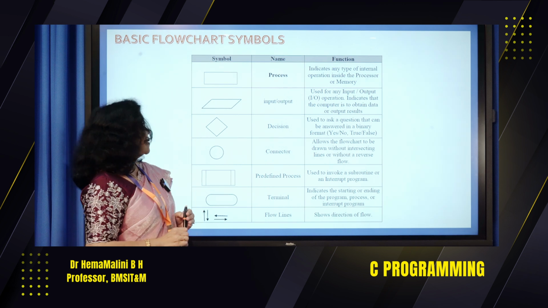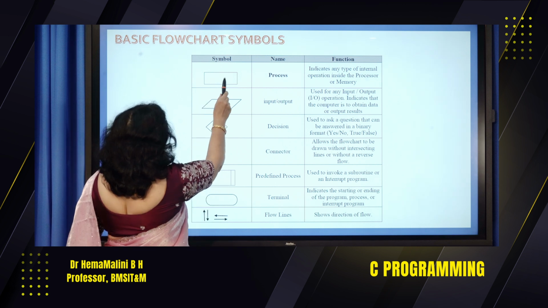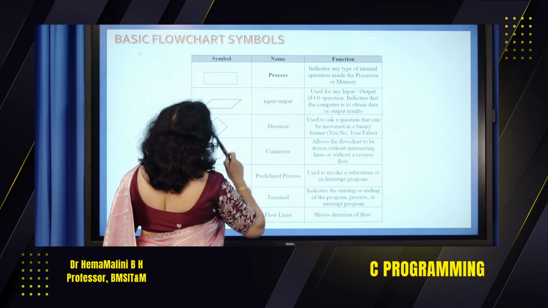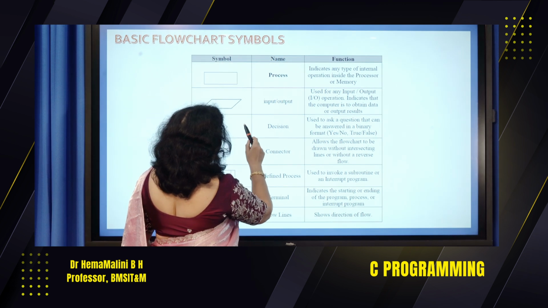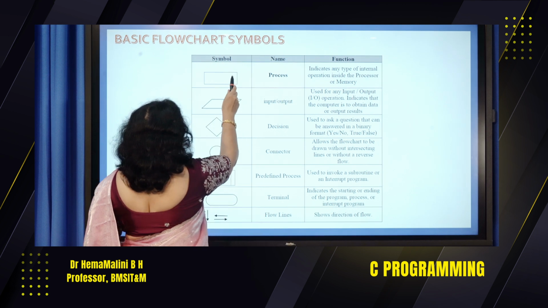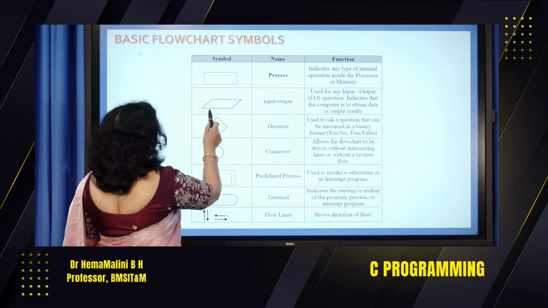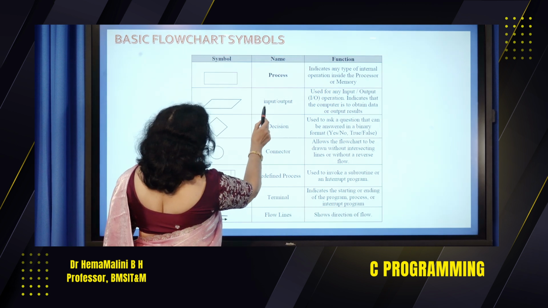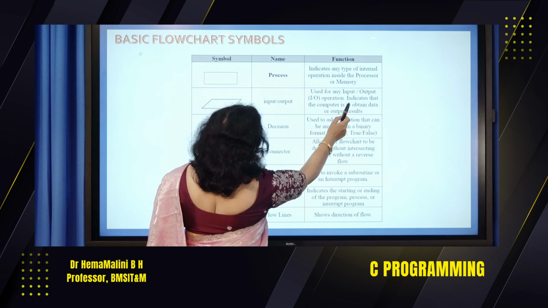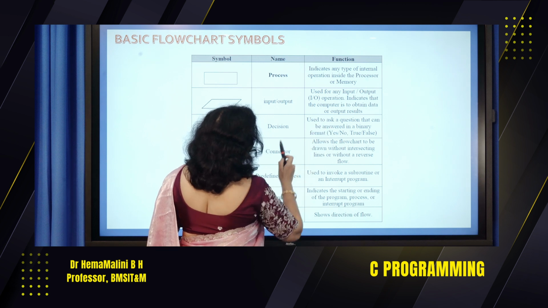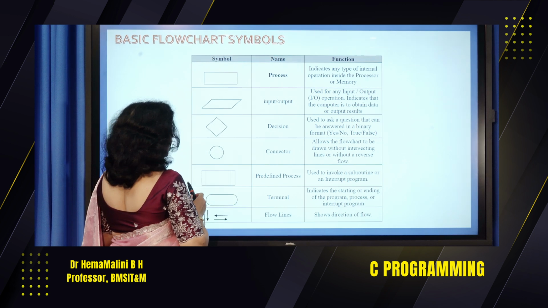Having said that, let us see the basic flowchart symbols. The rectangle is a process. It indicates any type of internal operation inside the processor or memory. I mean to say, any computation we do, we place it within a rectangle. This parallelogram represents input or output. The function is used for any I/O operation. It indicates that the computer is to obtain data or output the results.